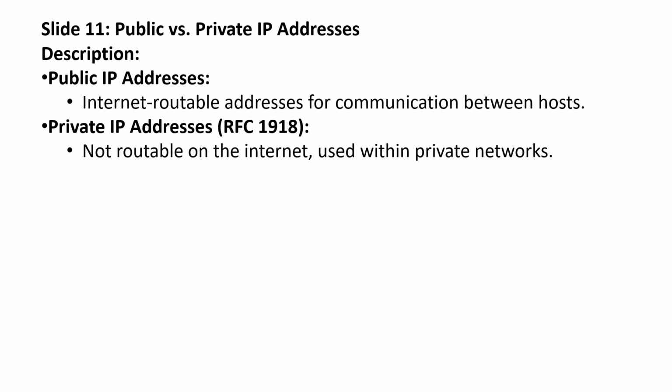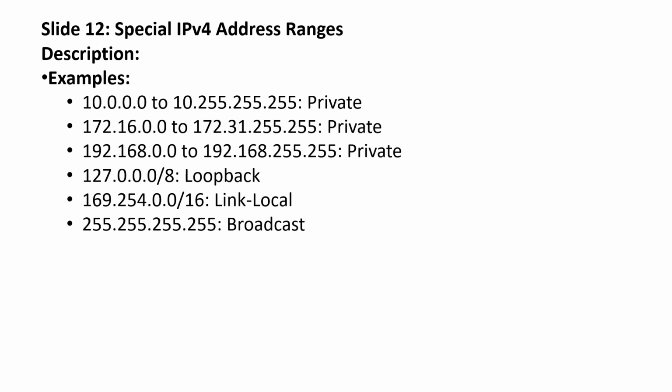Public versus private IP addresses. Public IP addresses are internet-routable addresses for communication between hosts. Private IP addresses, RFC 1918, are non-routable on the internet and used within private networks. Special IPv4 address ranges. Here are some examples of special IPv4 address ranges.